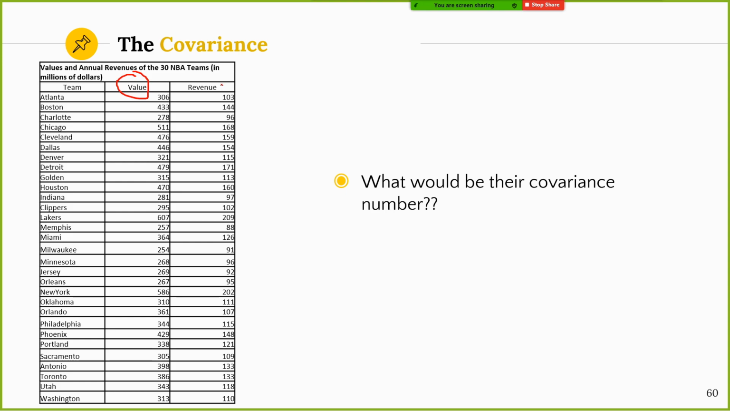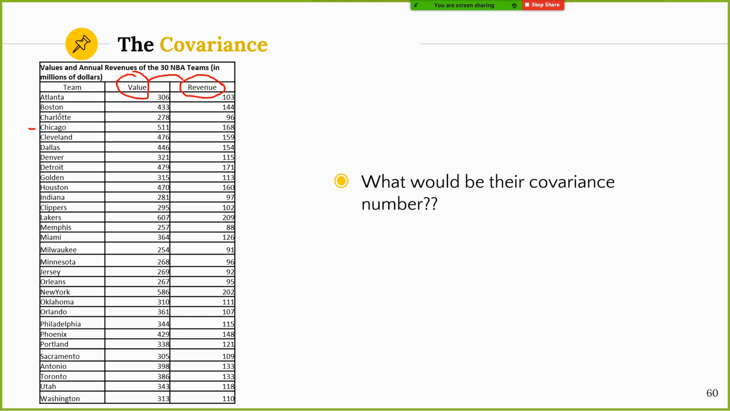And you have the revenue of the team. So we want to know, are value and revenue correlated? Do they have a positive relationship?